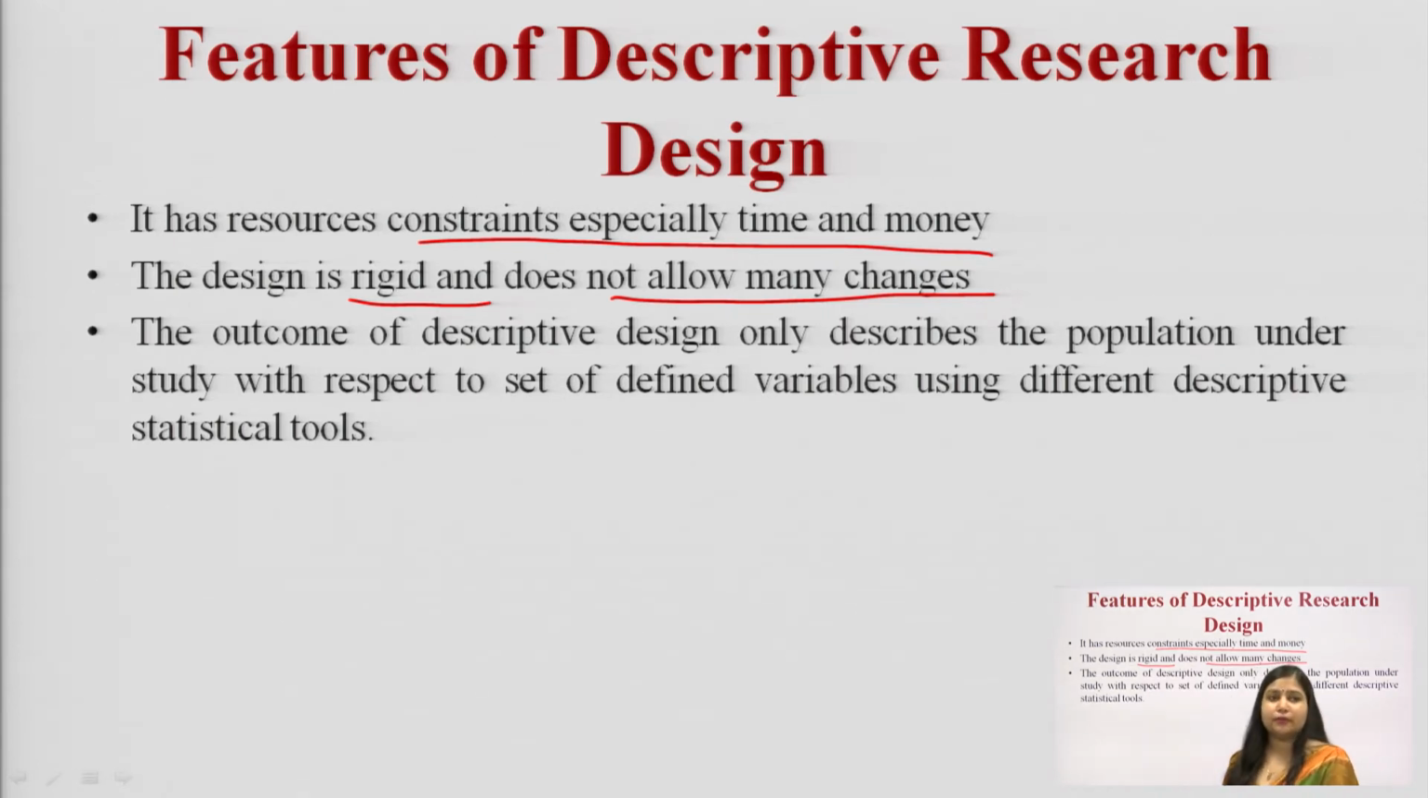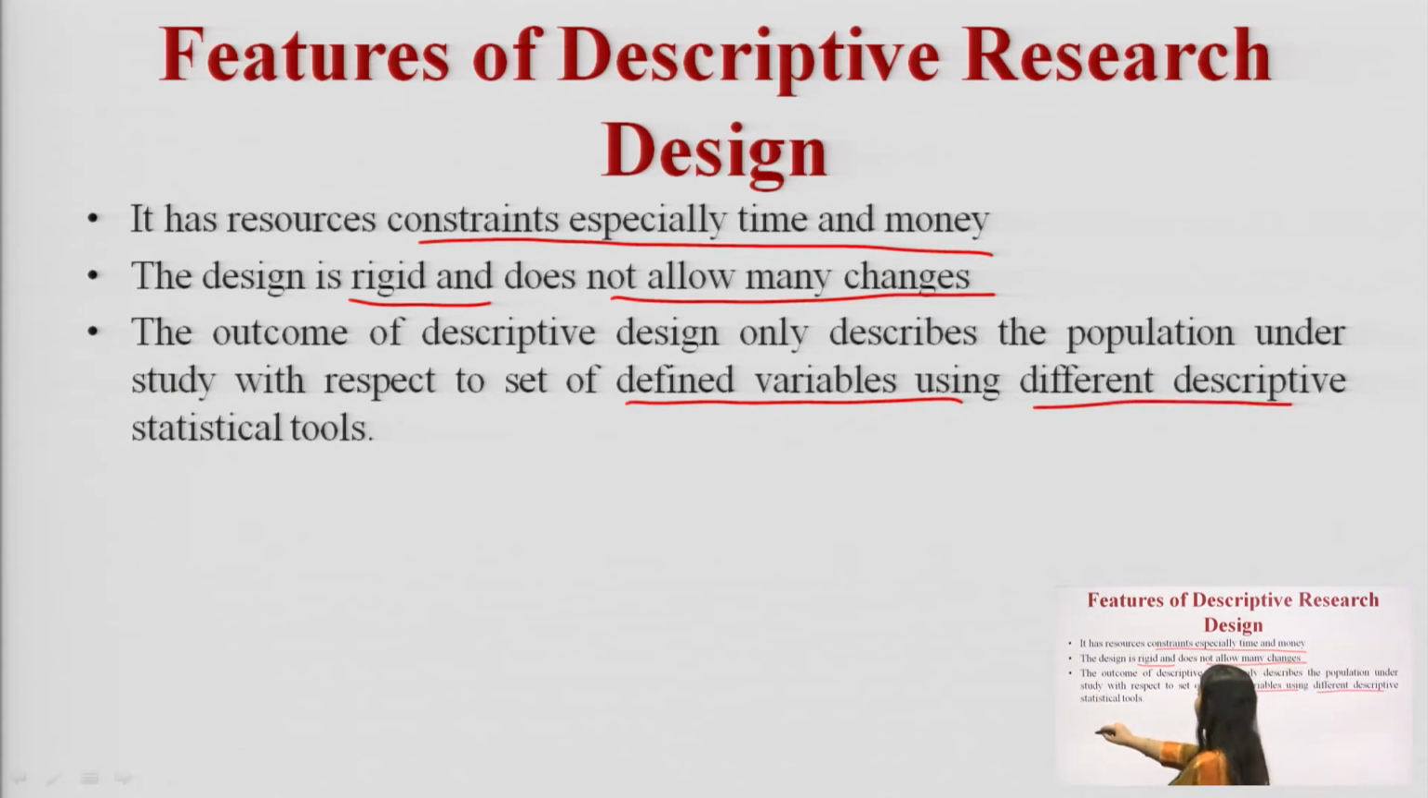The outcome of the descriptive research design only describes the population under study with respect to the defined variables, using different descriptive and statistical tools. So, this study defines the variables, that is, what the variables of the study are, and uses different descriptive statistical tools to analyze the data.